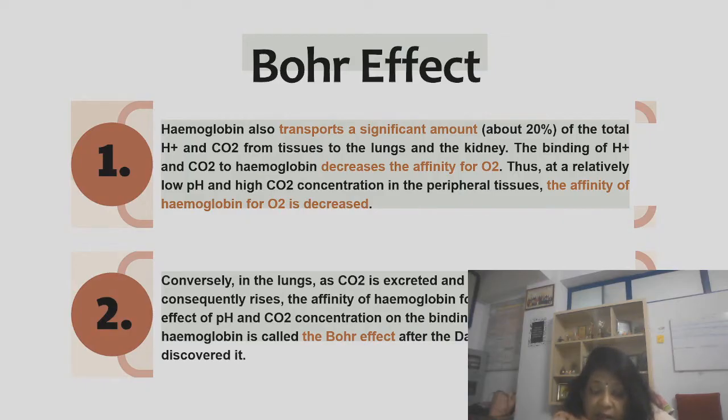Conversely, in the lungs, it is the opposite in the lungs. As the CO2 is excreted and blood pH consequently rises, the affinity of hemoglobin for oxygen is increased. This effect of pH and CO2 concentration on the binding and release of oxygen by hemoglobin is called Bohr effect.